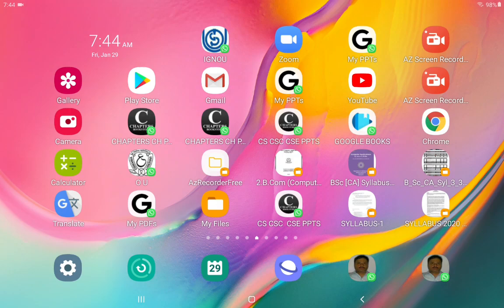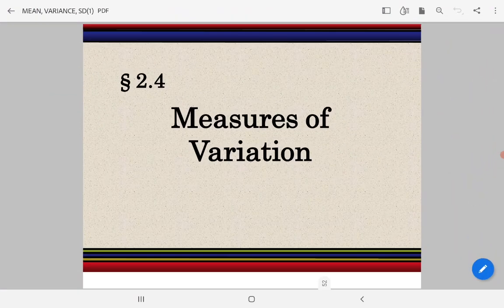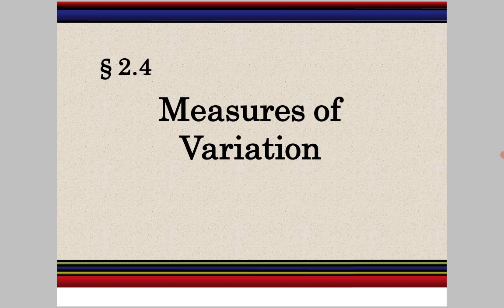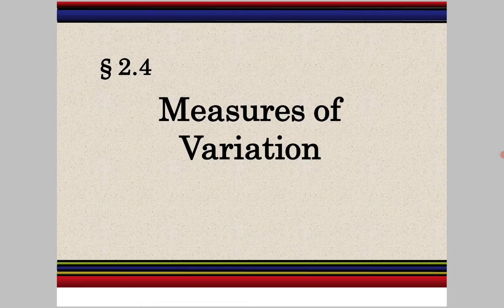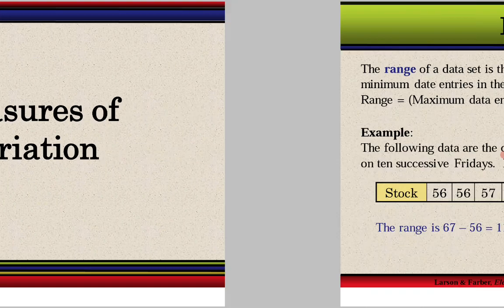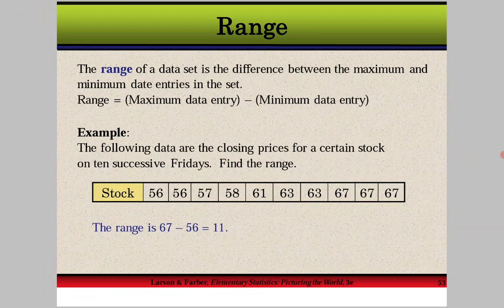First year BSc statistics class. So today we discuss measures of variation. We already began in the last class. We start with measures of variation. What are the different types of measures and techniques to find the variation of data? The first one is range.